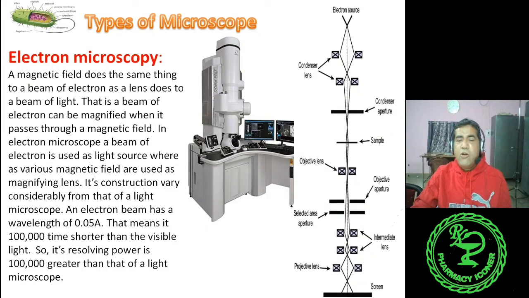Next is electron microscopy. Electron microscopy is very much different from light microscopy. The basic principle is the same. The resolving power D is calculated in the same manner. So this is the basic principle of electron microscopy. A magnetic field does the same thing to a beam of electrons as a lens does to a beam of light.